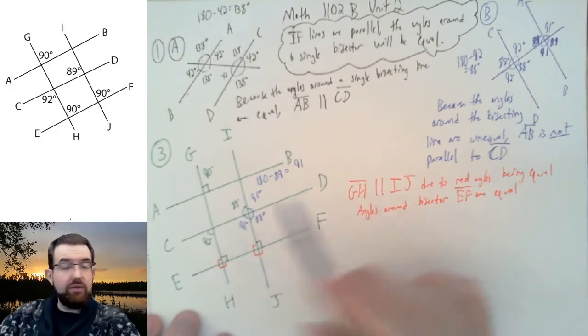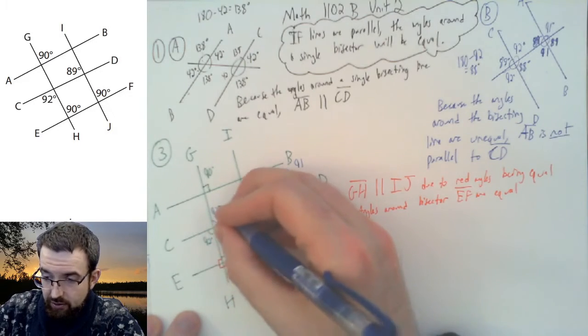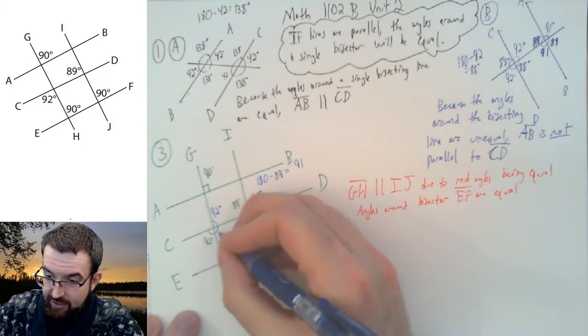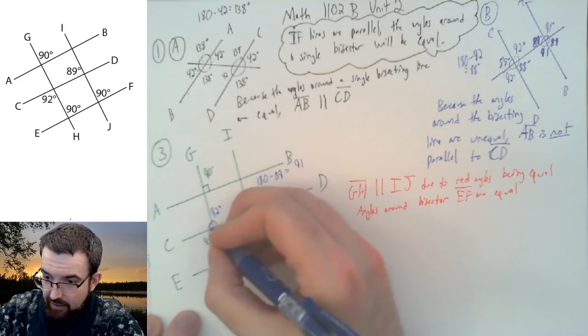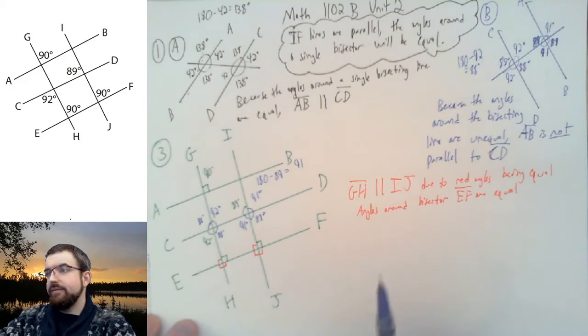Then there's loads of other ways we can get these ones, of course. Let's say this one here has got to be 92 because it's directly across from this 92. This one here is going to have to be 88 degrees, and this one here is going to have to be 88 degrees. Like so.